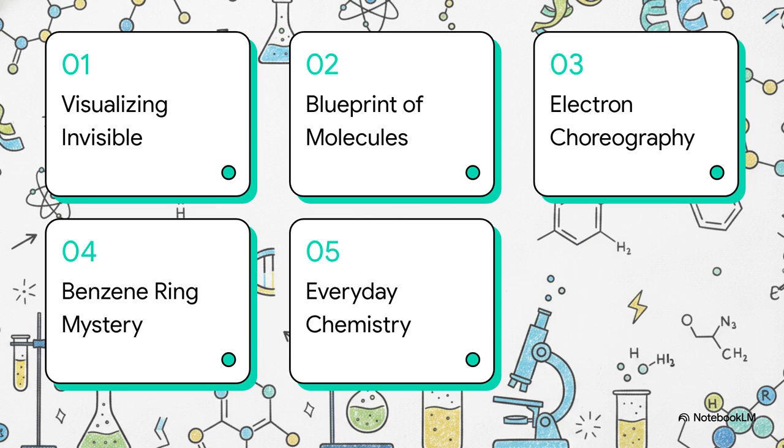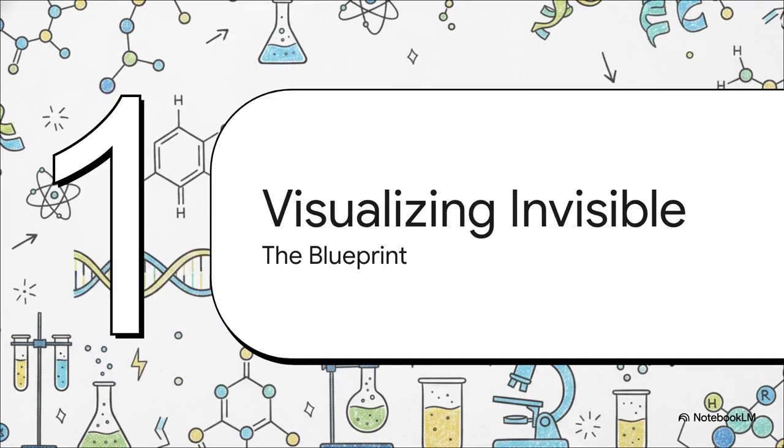Here's our roadmap for today. We'll kick things off with visualizing the invisible, then move into the blueprint of molecules. After that, we'll look at the choreography of the electrons, try to solve the benzene ring mystery, and finally, wrap up with chemistry in everyday life.